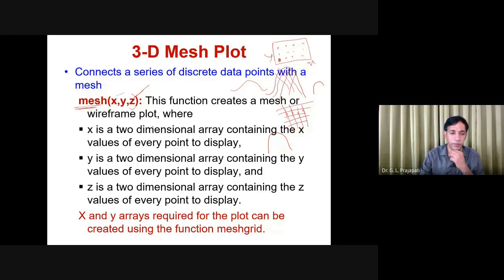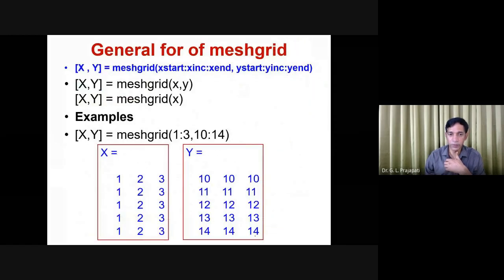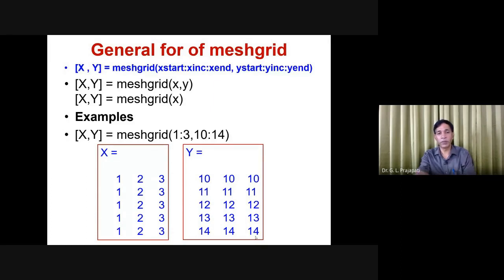For x and y, two-dimensional x and two-dimensional y arrays are required for this plot, and they can be constructed using the meshgrid function. This is a built-in function in MATLAB. With the help of the meshgrid function, you can construct the x and y values. X and y are two-dimensional matrices, and these are used for the mesh plot.